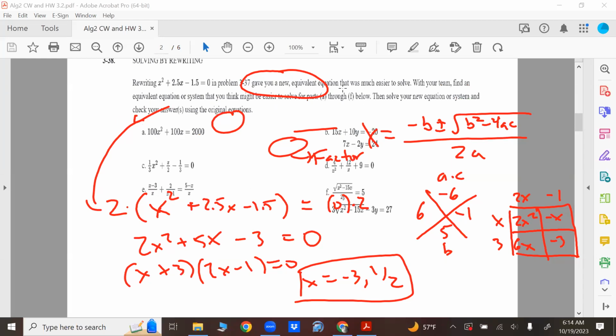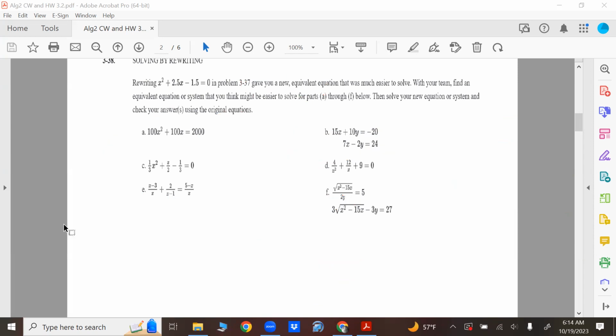I really like this problem a lot, and it follows well from the previous problem. With your table group, find an equivalent equation or system that you think will be easier to solve for parts A through F, and solve your new equation and check your answer by using the original equation. Meaning, plug the answer you get for X back into the original. So I'll kind of give you some hints here. What I would probably do for this one is divide everything by hundreds. So actually, hold on a sec.